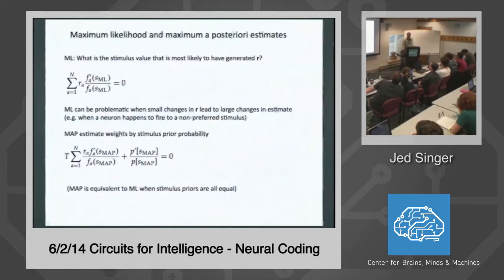So the maximum a posteriori estimate is an extension of maximum likelihood estimation that includes weights for stimulus priors, so that you don't get nailed by that problem. Now again, under experimental conditions, it's often advisable to keep your stimulus priors uniform, in which case this term is 0 and MAP is exactly equal to ML. But using less constrained stimuli is not always the case.